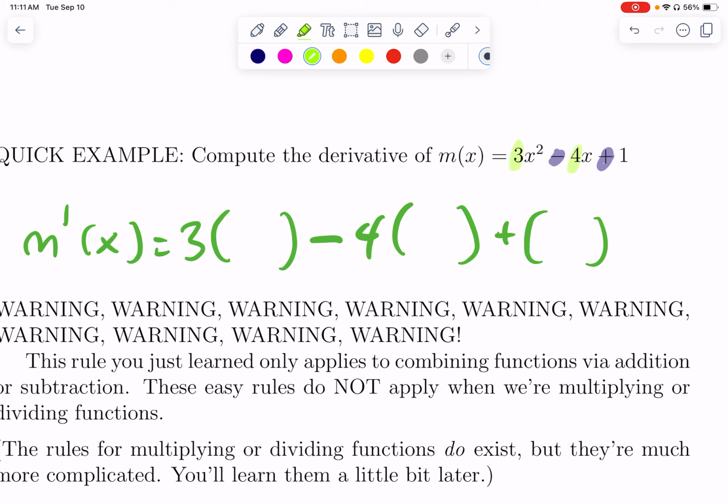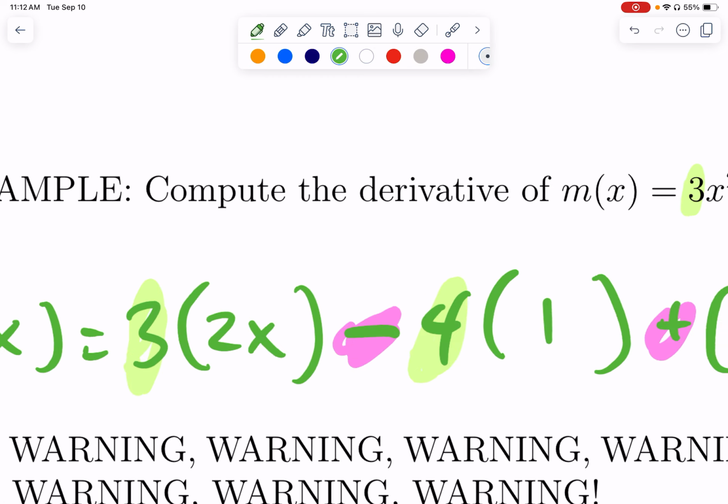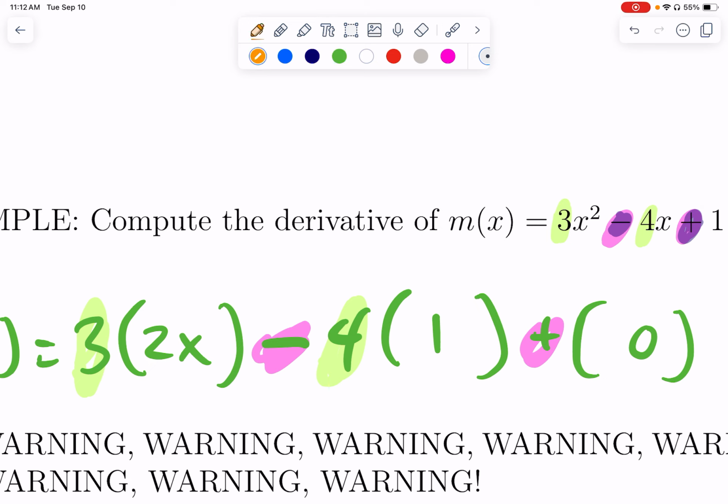So let me try to color code things. Here's 3, here's 4. They're just kind of in the answer waiting to multiply things. I have my addition and subtraction. Then we just fill in the individual derivatives. So here, this is x squared. Its derivative is 2x to the first, which is just 2x. The next thing is x. Derivative of x is 1. The last thing is 1. The derivative of any constant is 0.